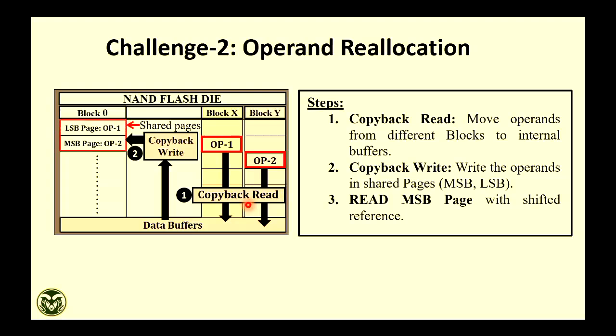Second step, we write it on a shared word line together, and then we just do this shifted read. We shift the reference and read. If you do AND operation, shift low. If you want to do OR operation, we shift the other way. So that's the entire framework.